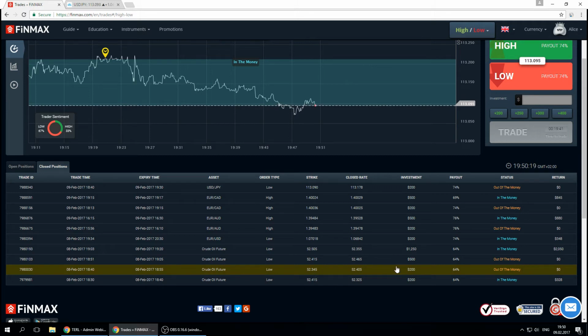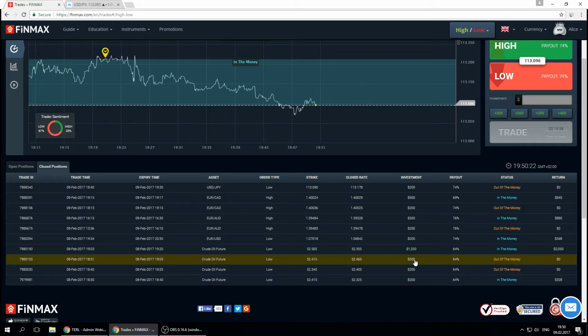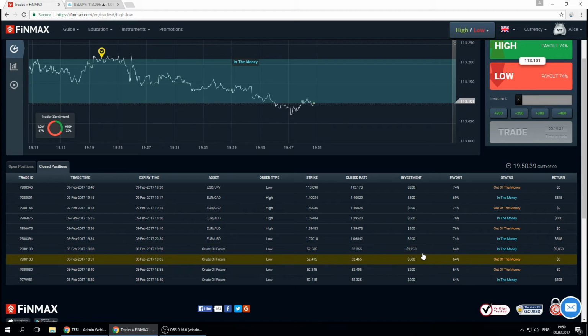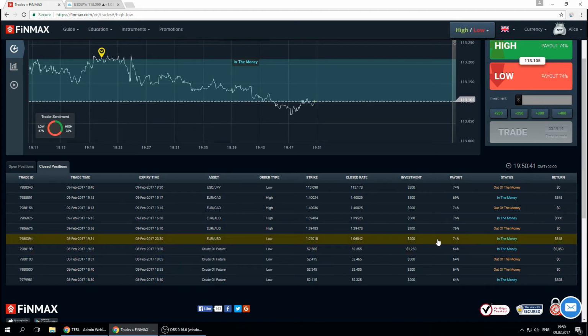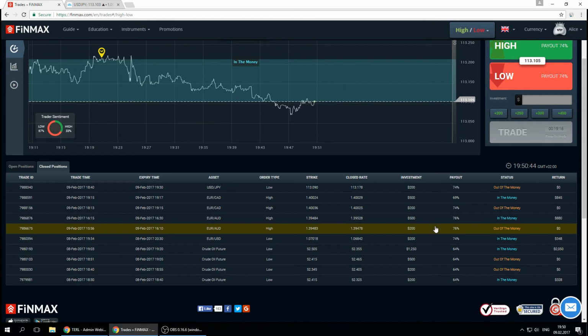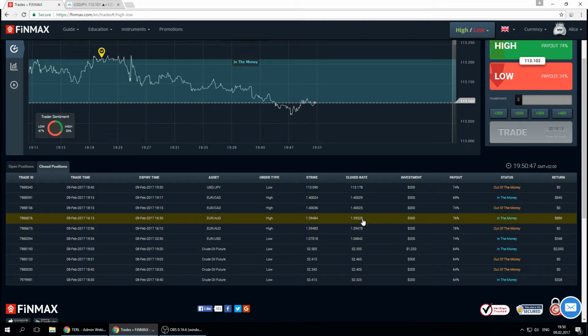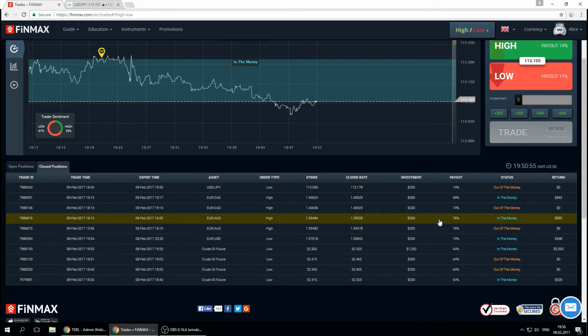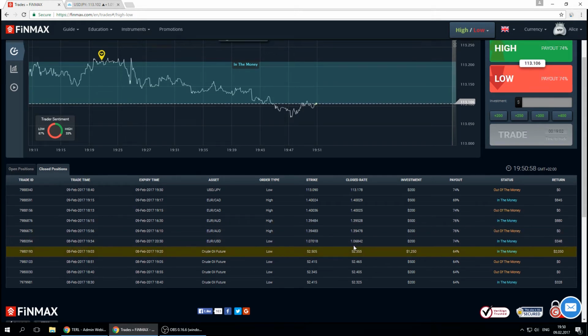I opened the first trade, it expired out of money. The second trade I doubled the amount, the investment per trade, and it also expired out of money. The third trade expired in the money. So in this trade I covered everything that I lost previously and made some profit. Here it expired in the money, this one out of money. After that I opened a second trade with a bigger amount in order to cover the previous losses, and you see it expired in the money as well. So we have a plus at the end.